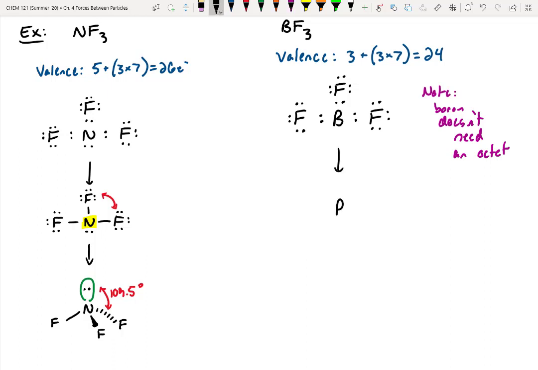So now we've got boron bonded to fluorine. Let me draw this a little bit better. We've got 3 fluorines bonded to boron like this.